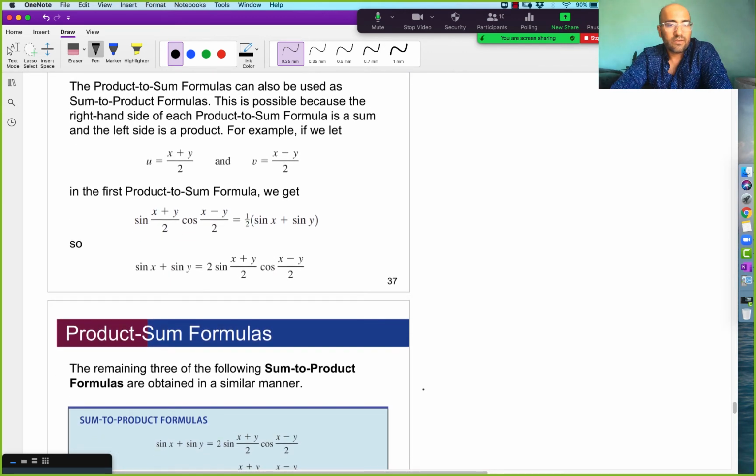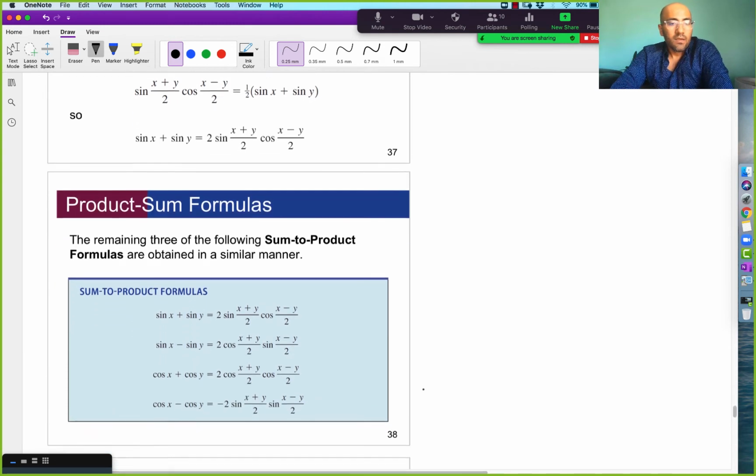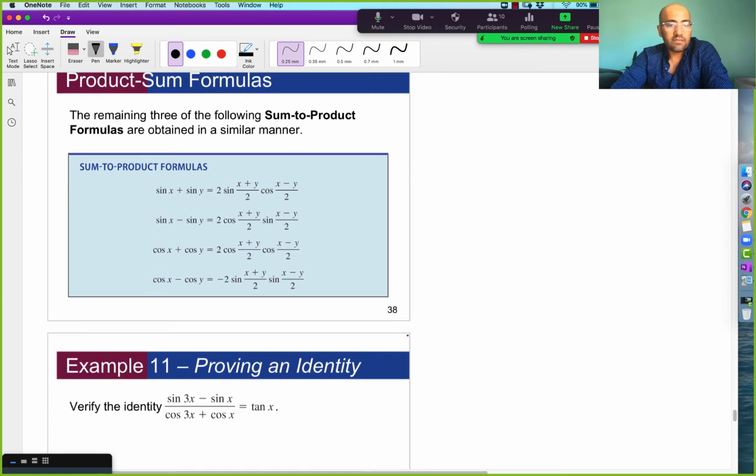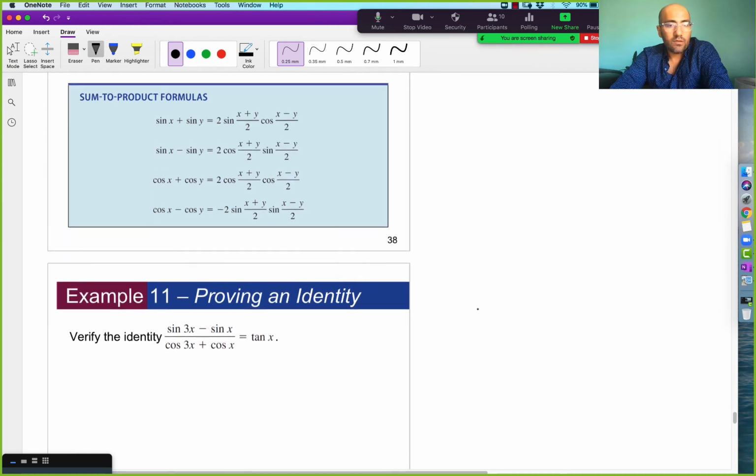So here they talk a little bit about how to get those formulas. And then we have the sum to product formulas. Again, I'm not going to spend much time on where they get these from, and you're not responsible for that either. I'm not going to ask you to prove this or something. You just have to use them, know them, love them, apply them, and move on with our lives here.